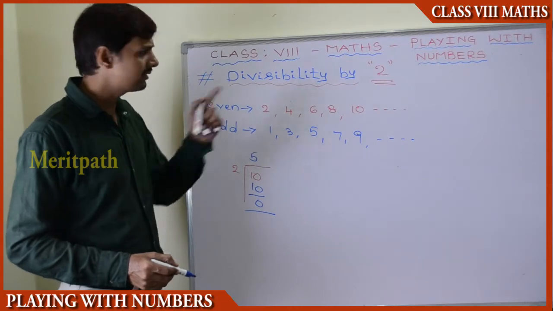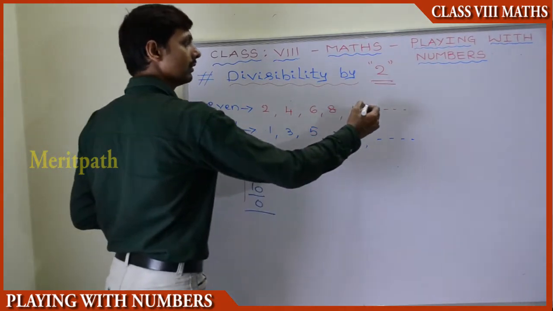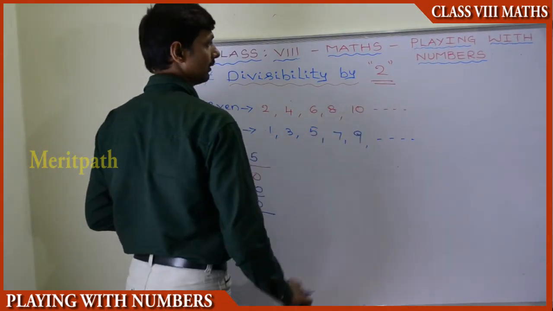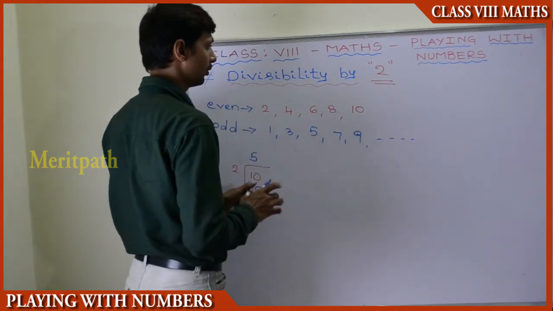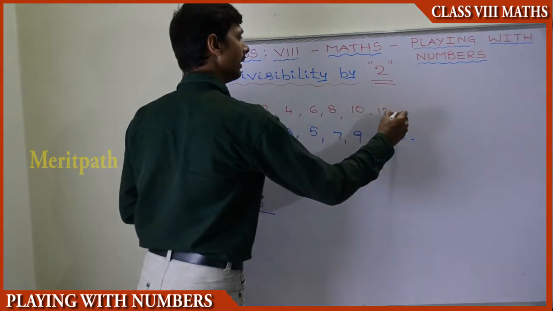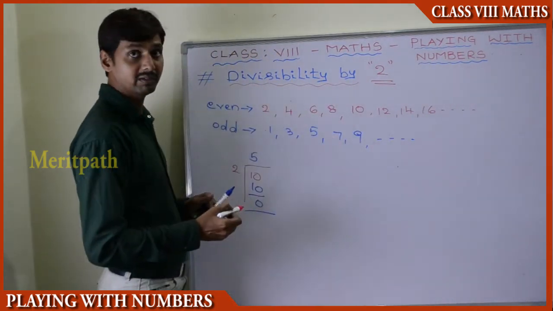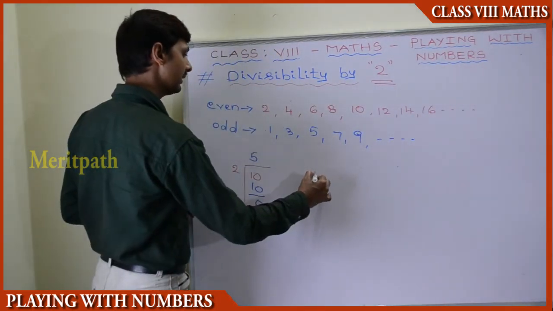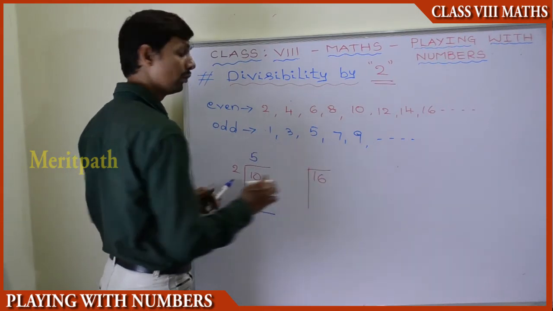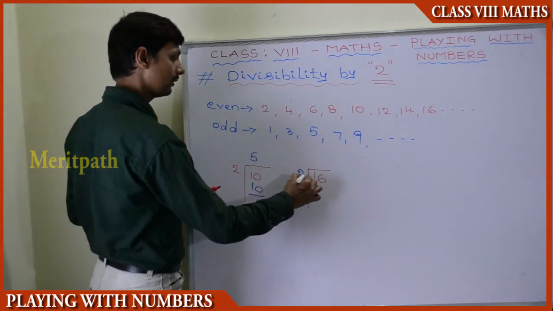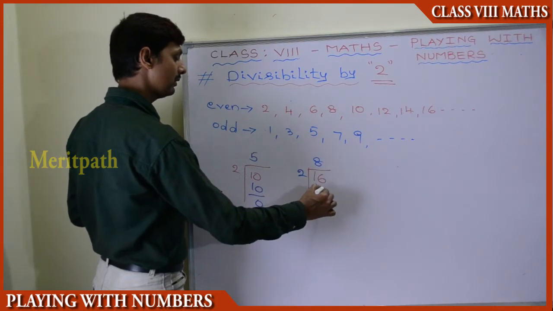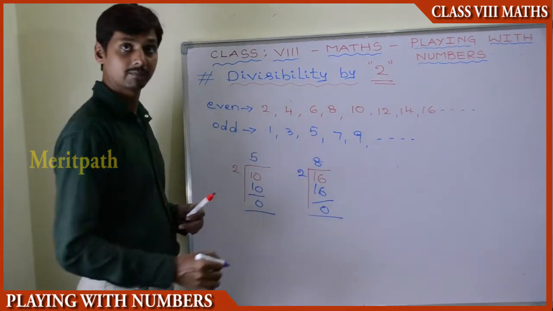So now let's take some other even number. After 10, there will be 12, and 14 and 16 and so on. Let's take some other number from even numbers, and we take 16 and divide it by 2. Then we get here 8 times 8 is 16. Then we get 0 as a remainder.